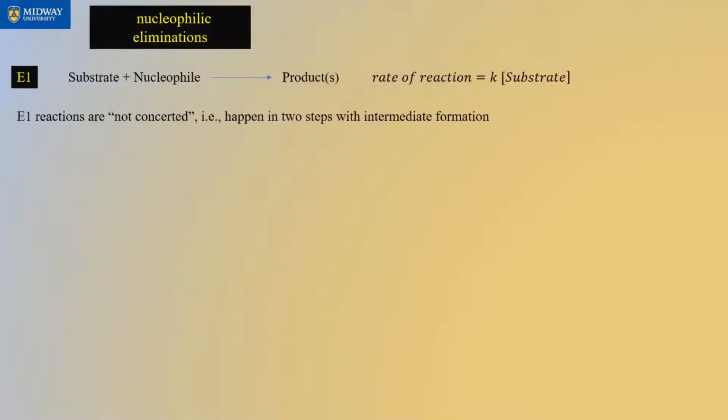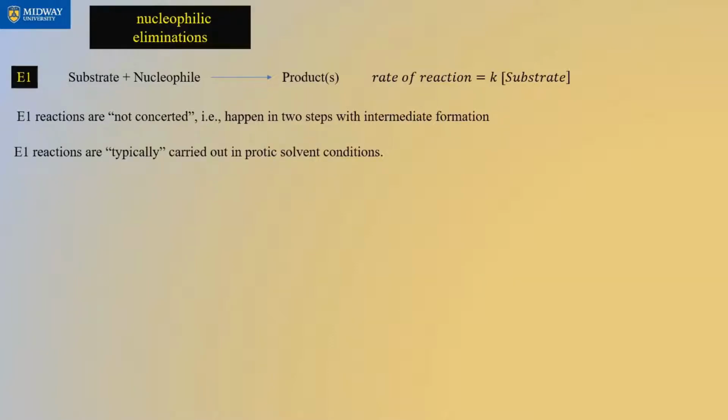Welcome back. Having looked at E2, explaining E1 reaction is much easier. Just like E2 had a lot of similarities with SN2, E1 has a lot of similarities with SN1. So your reaction is unimolecular, that is, it only depends on the concentration of the substrate. E1 reactions are not concerted, that is, the reaction happens in 2 steps with an intermediate formation.